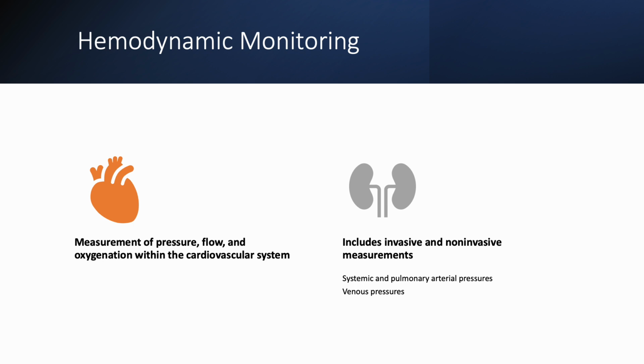Hemodynamic monitoring provides vital data on how effectively the heart and blood vessels are circulating blood and oxygen throughout the body. These measurements can be obtained through less invasive techniques like blood pressure cuffs or more invasive ones like arterial lines or pulmonary artery catheters. Monitoring systemic and pulmonary arterial pressures helps assess the function of the left and right sides of the heart, respectively. Venous pressure measurements, such as your CVP or central venous pressure, help to evaluate blood return to the heart and fluid balance.